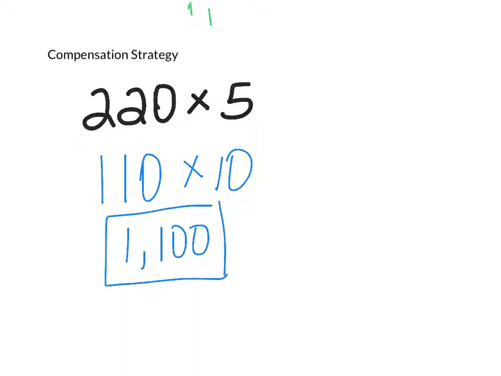That's not a very common compensation strategy, and it really would only lend itself to certain problems, especially where you're multiplying by a 5 and you have a larger number on the other side. Doubling the 5 to a 10 sometimes makes a lot of sense and can help the problem.